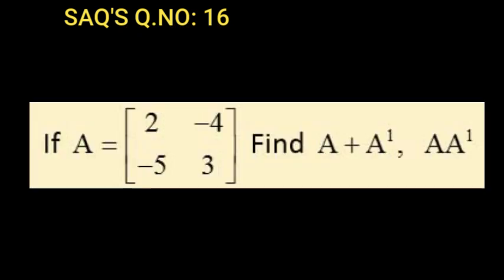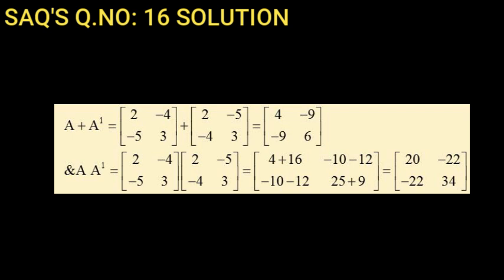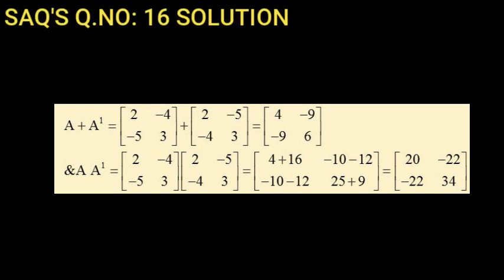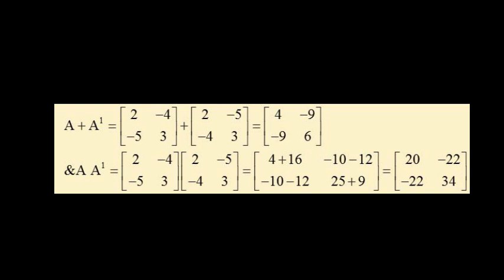If A is equal to [2, minus 4; minus 5, 3], find A plus A dash and A A dash. Here A dash is the transpose of A. Now consider A plus A transpose or A plus A dash, that is equal to [2, minus 4; minus 5, 3] plus [2, minus 5; minus 4, 3]. Here A dash is the transpose. Transpose means interchanging the rows into columns or columns into rows. Now by using the definition of addition of matrices, we add the corresponding elements: 2 plus 2, minus 4 minus 5, minus 5 minus 4, 3 plus 3. We get 4, minus 9, minus 9, 6.